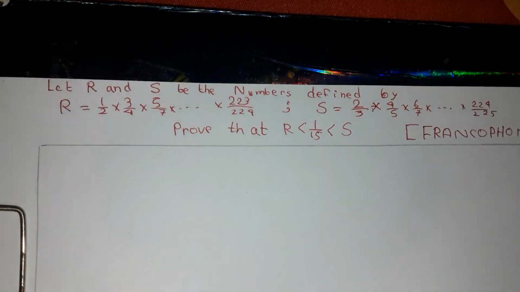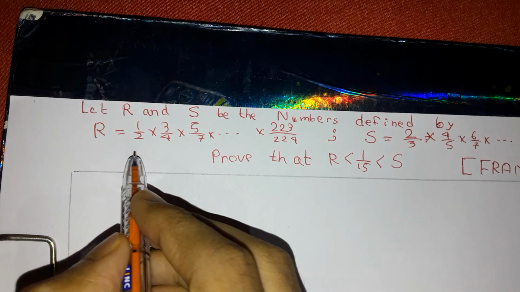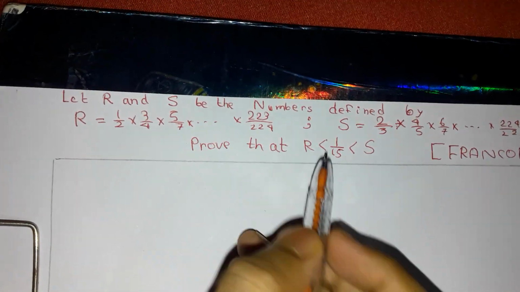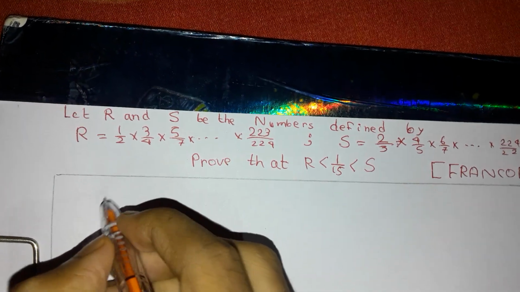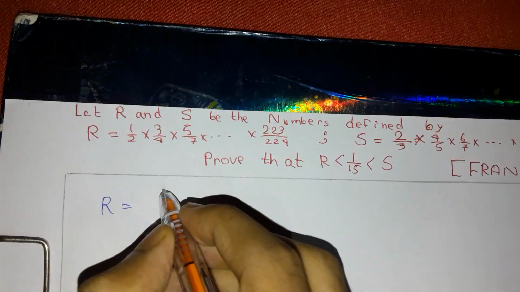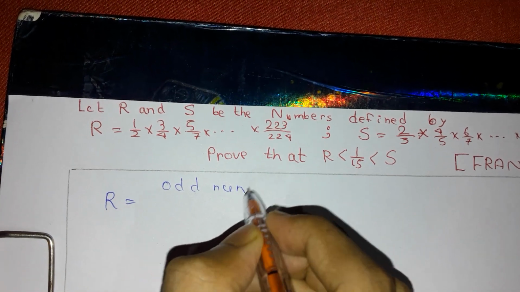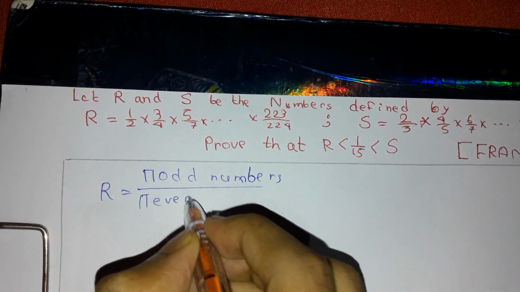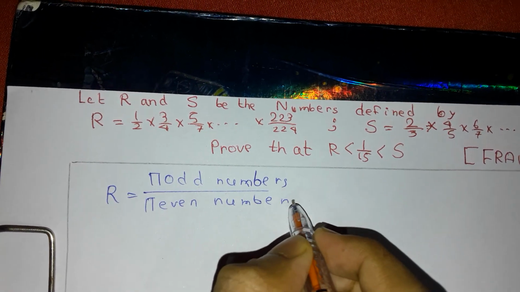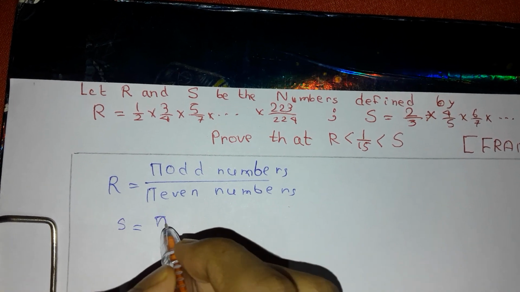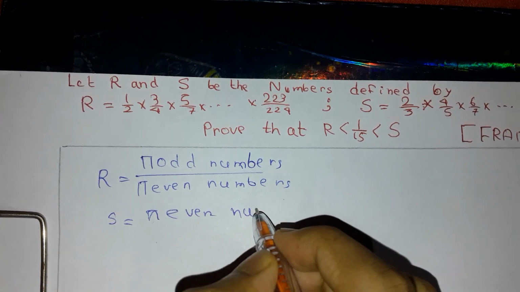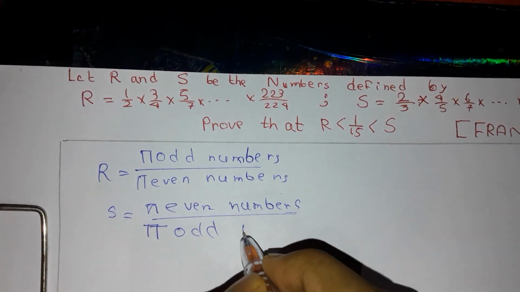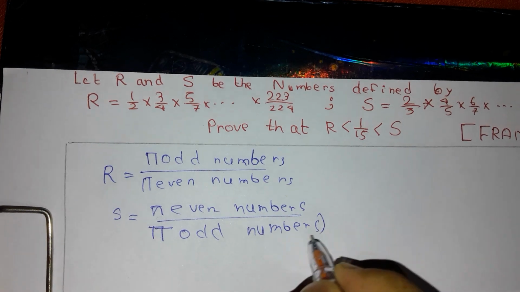Let's get into work. First of all, notice that the denominators are 2, 4, 7 and the numerators are 1, 3, 5 and so on, that is in the case of R. R can be written as the multiplication of the odd numbers by the multiplication of the even numbers. And S can be written as the multiplication of the even numbers by the multiplication of the odd numbers, right?